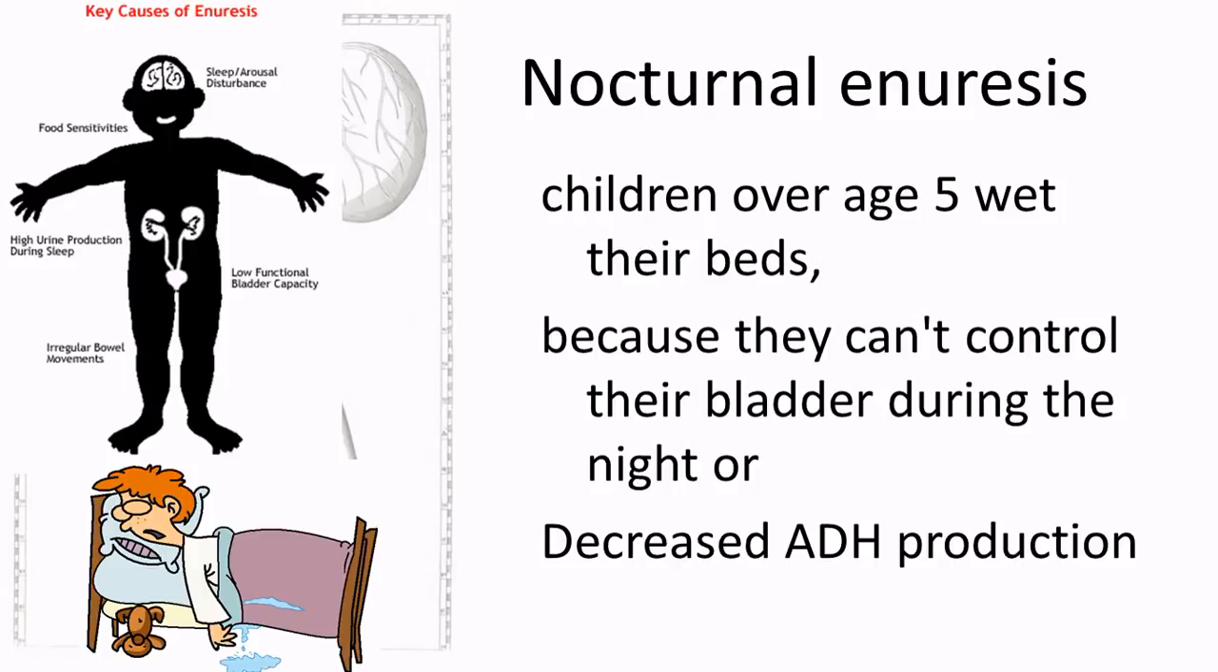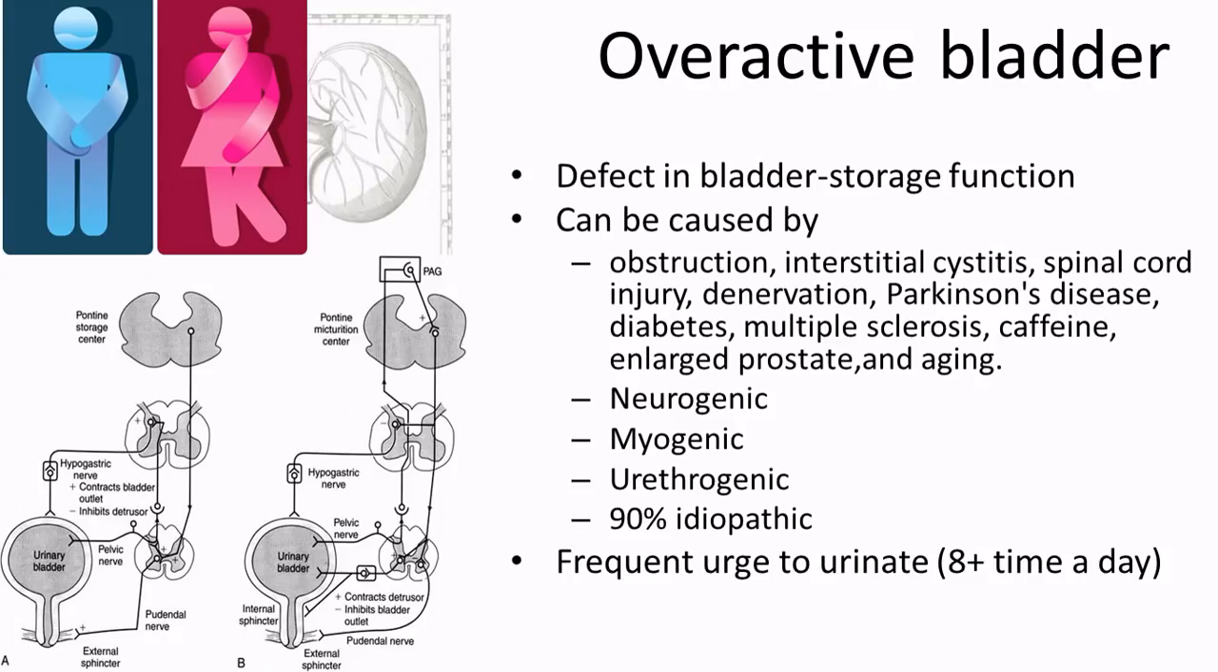What's interesting is that you can take a medication for this, and some people have actually taken it to help with their memory, because ADH, or vasopressin, increases memory. It's kind of a strange thing. It's called desmopressin, the drug form. And no, I haven't taken it. Anyway, moving on. So the last thing is overactive bladder.